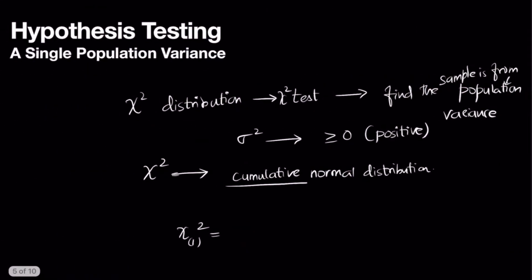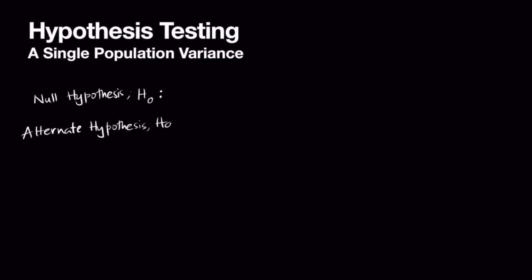Now let's get into hypothesis testing of a population variance. So what are the steps here? We know that we have the null hypothesis and an alternate hypothesis, which is HA. The null hypothesis basically says that both variances are the same, and the alternative hypothesis basically says that no, both are not the same, they are different. So how do we test this? We use a chi-square test.